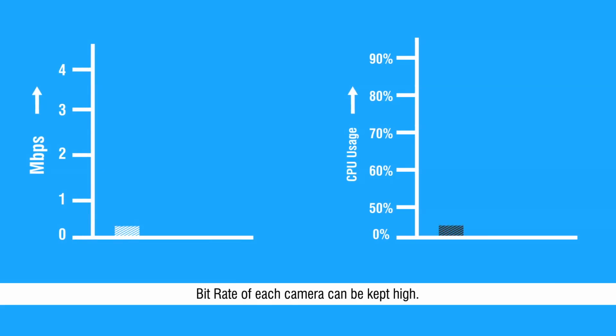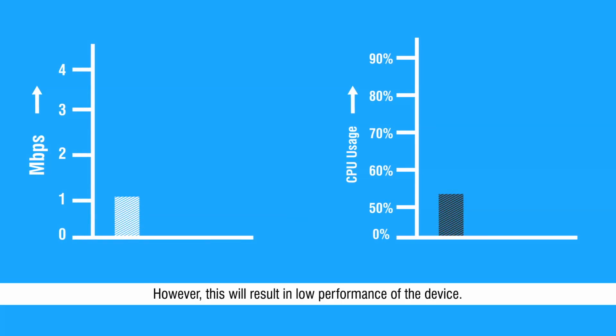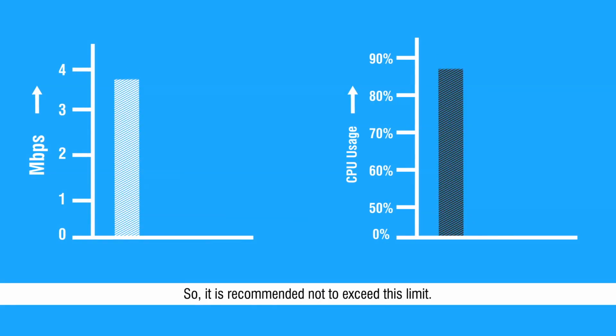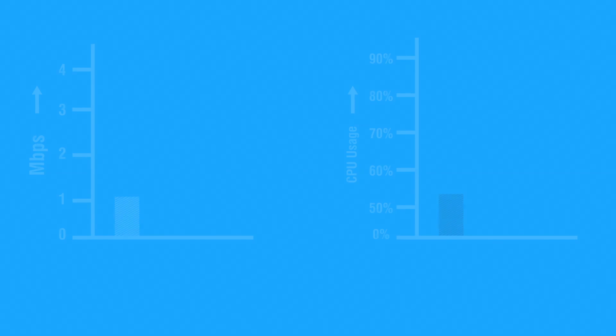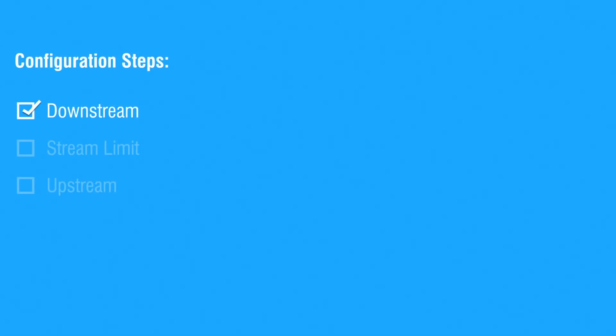Bitrate of each camera can be kept high. However, this will result in low performance of the device, so it is recommended not to exceed this limit. This completes the understanding about downstream.